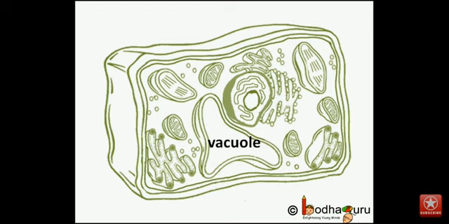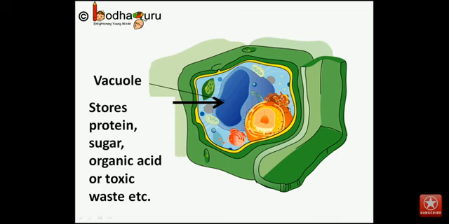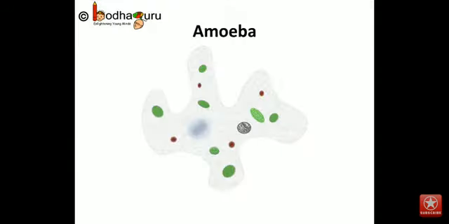In plant cells, vacuoles are full of cell sap and provide turgidity and rigidity to the plant cells. Not just this, vacuoles are also used for storing important substances like amino acids, sugar, various organic acids, etc. In single-celled organisms such as amoeba, the food vacuole contains food items that the amoeba has consumed.